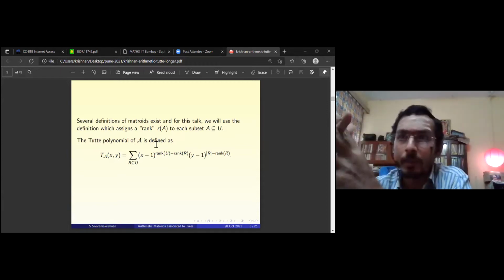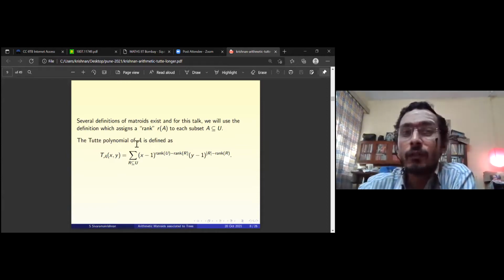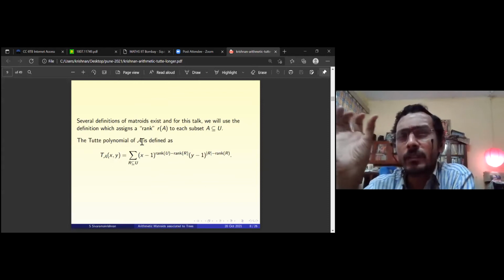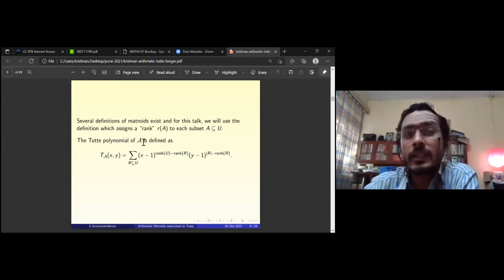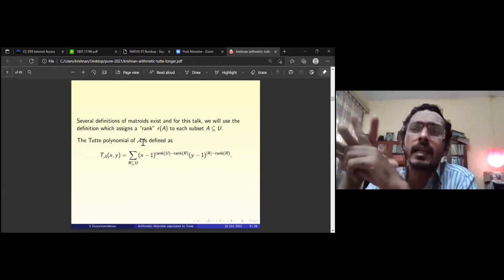You can define the join of a matroid. You can define the union of matroids. Quite a few things you can define. But if you look at just the list of vectors which are linearly independent, that set is not just a subset. It is a set system. Set system meaning it's like a hypergraph.